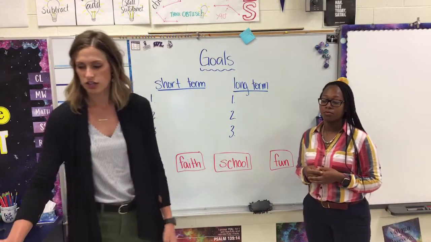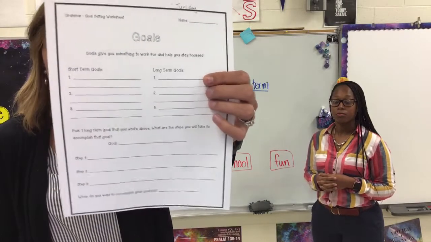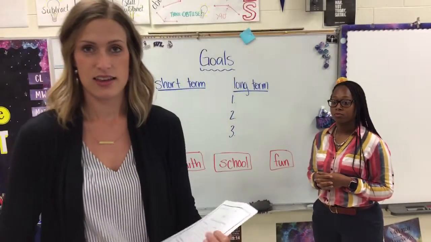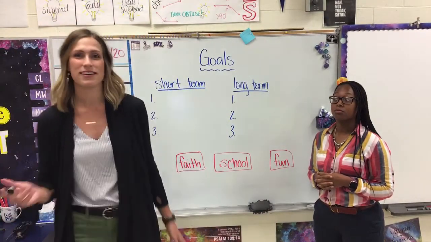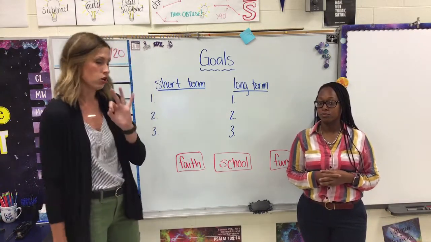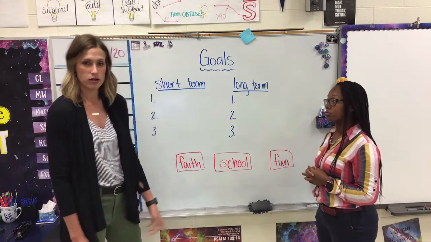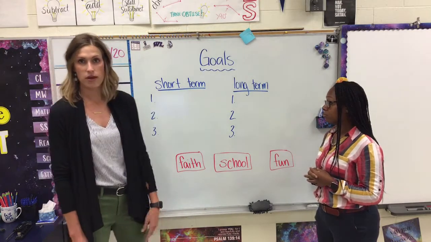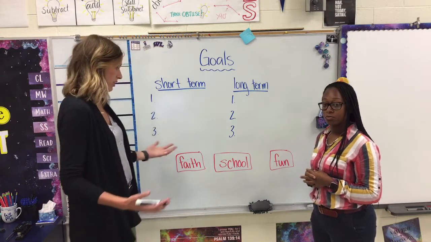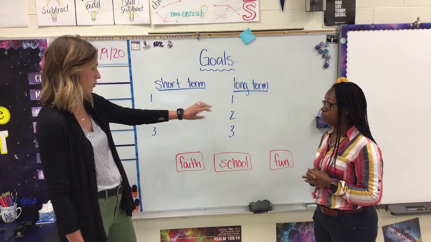Now, on your sheet today, you're going to have to write 3 short-term goals. Ms. Bryant and I are going to give you some ideas. Of course, your goals should be different than our goals, but we'll give you some ideas to help you get started. We're going to have 3 different categories that our goals are going to be about. We can make goals about our faith. So maybe you've got goals about something related to your faith. You could use those for your short or long-term goals.